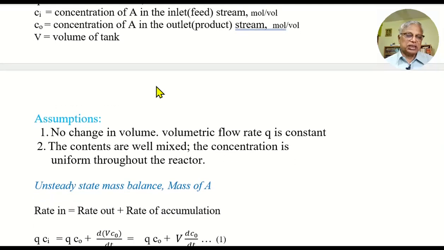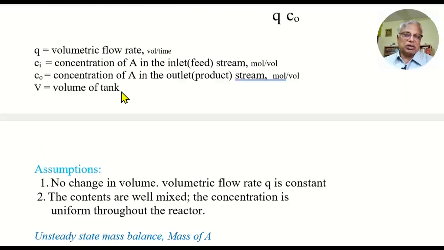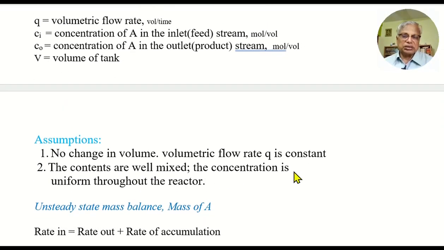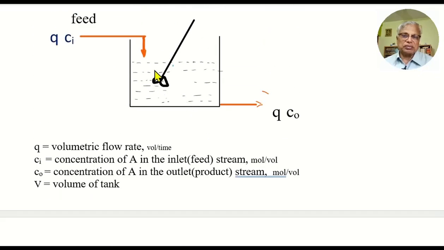Well, these are the assumptions based on which we are going to derive the transfer function. There is no change in volume, and the volumetric flow rate is constant. The contents are well mixed, so the concentration is uniform throughout the reactor. The same liquid comes out at C0, so the concentration within the reactor as well as in the outlet feed is C0.